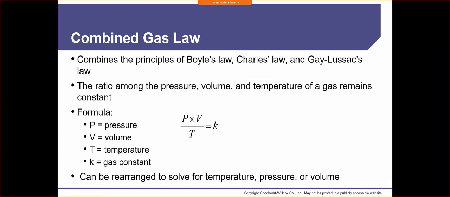So we have the combined gas law. The combined gas law takes Boyle's law, Charles' law, and Gay-Lussac's law, and combines them all into one, with the ratio among pressure, volume, and temperature of a gas remaining constant. And so now all of a sudden we have an equation. If one of these things changes, the others are going to be affected. So we can rearrange this equation to solve for temperature, pressure, or volume.